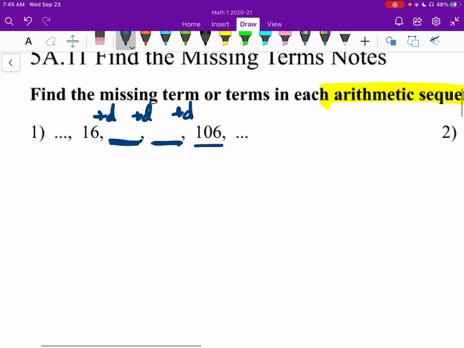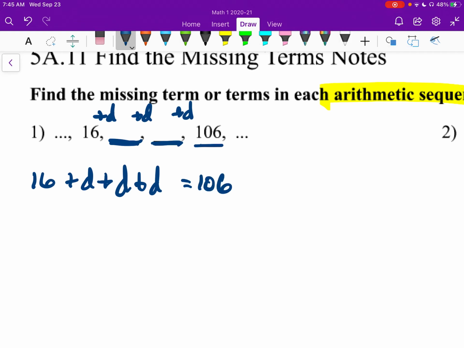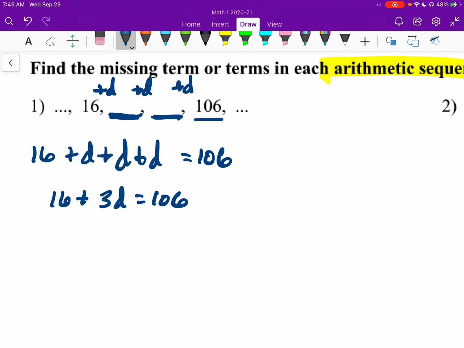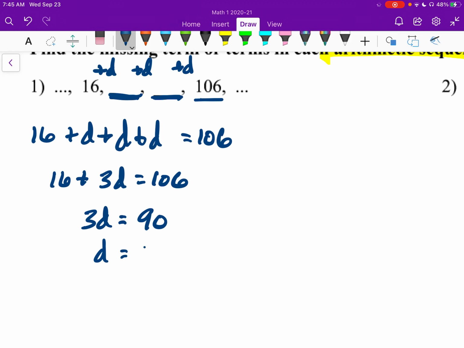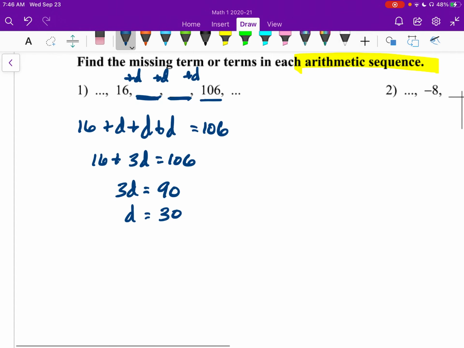So we're going to set up our equation again. We're going to have 16 plus D plus D plus D is 106. We have 3 D's now. So 16 plus 3D is 106. If I subtract 16 from both sides, I get 3D equals 90. And I divide by 3, D is 30. So to find the first blank, I take 16 plus 30, because that's our difference, and I get 46. So that's my first answer.